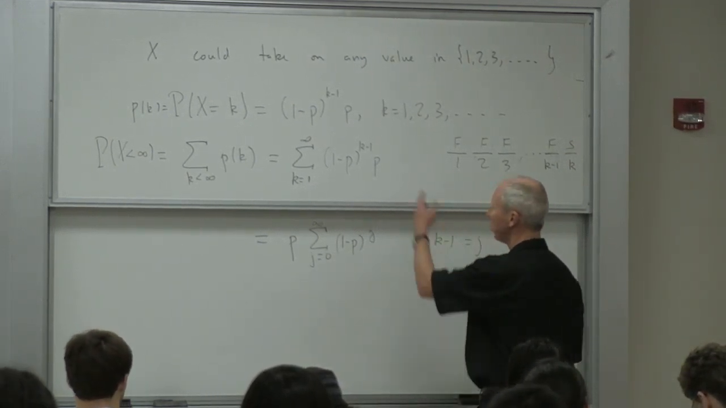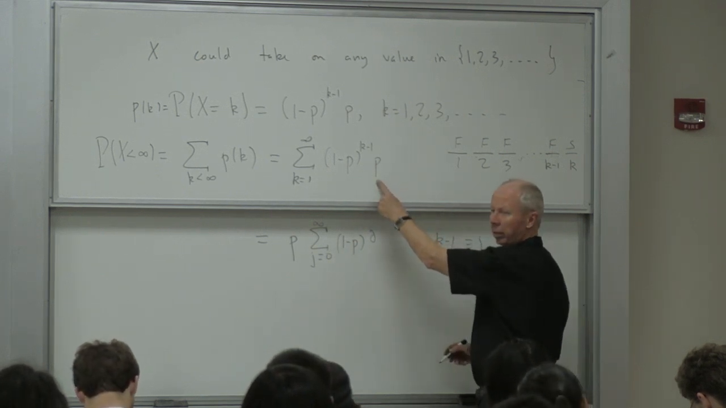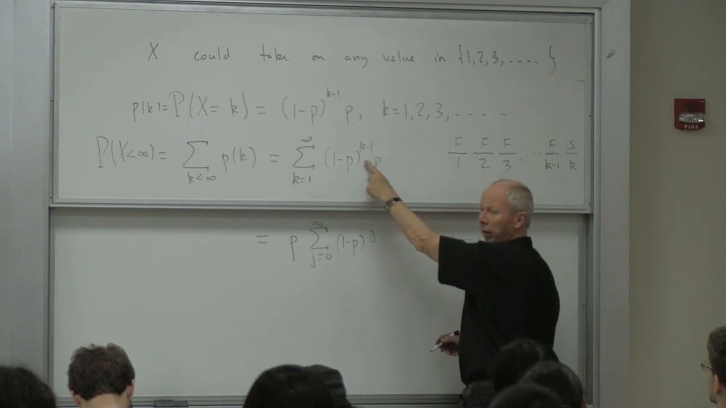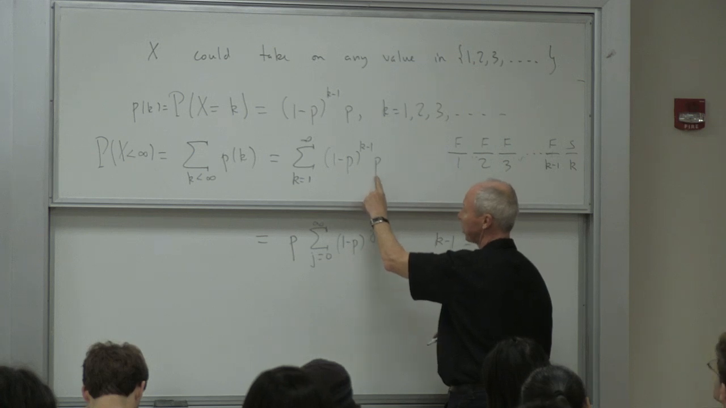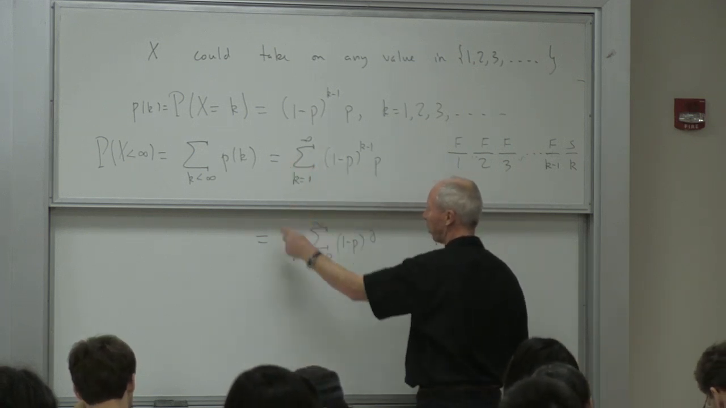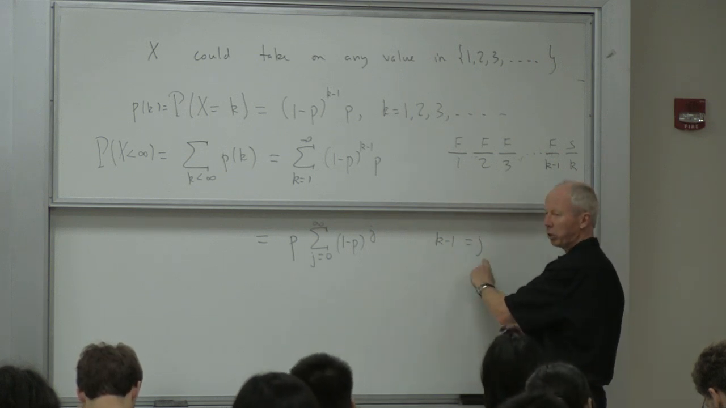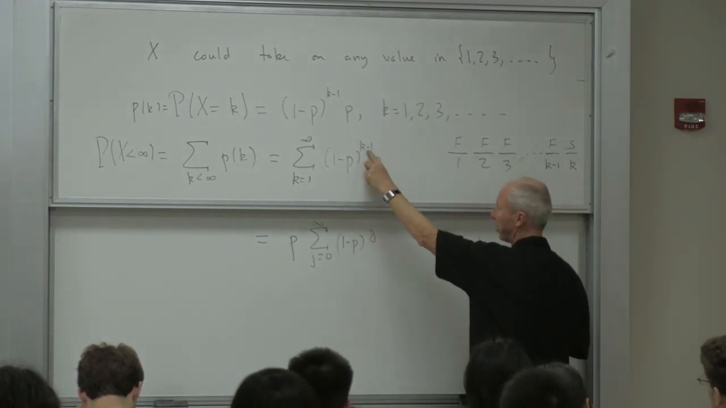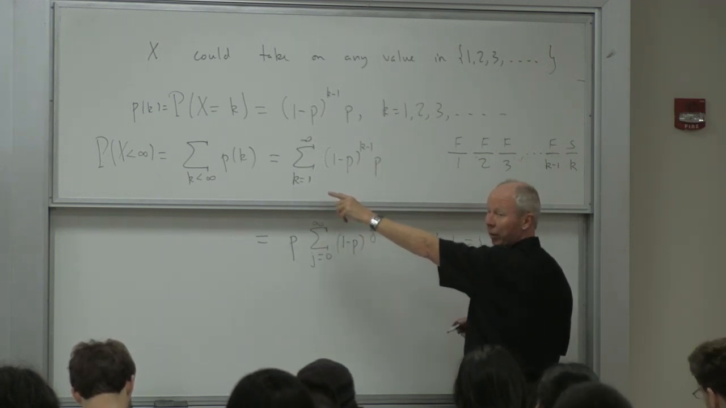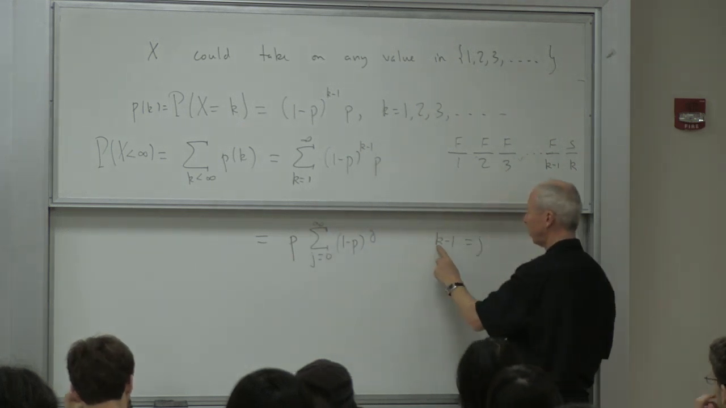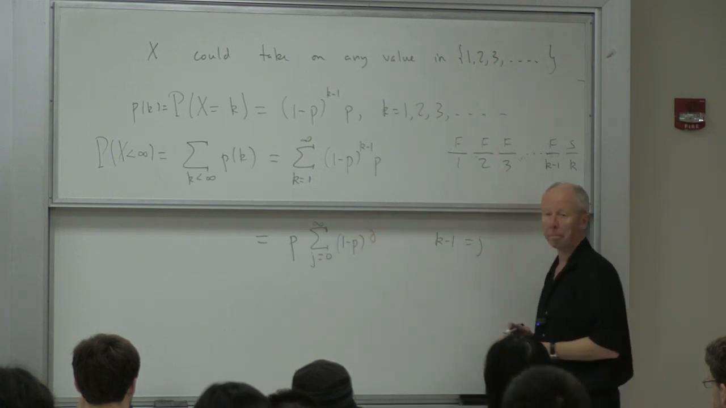So I did two things from here to here. I factored out the p because the p doesn't depend on the k, and I'm summing over k. So this doesn't depend on k, so it's the same for every term, so I can put it out in front. And then I changed variables. I set k minus 1 equal to j. Instead of this to the k minus 1, I have it to the j. And then I have to adjust the limits of the summation. I started with k equal 1. When k is 1, j will be 0, and it'll go up to infinity.